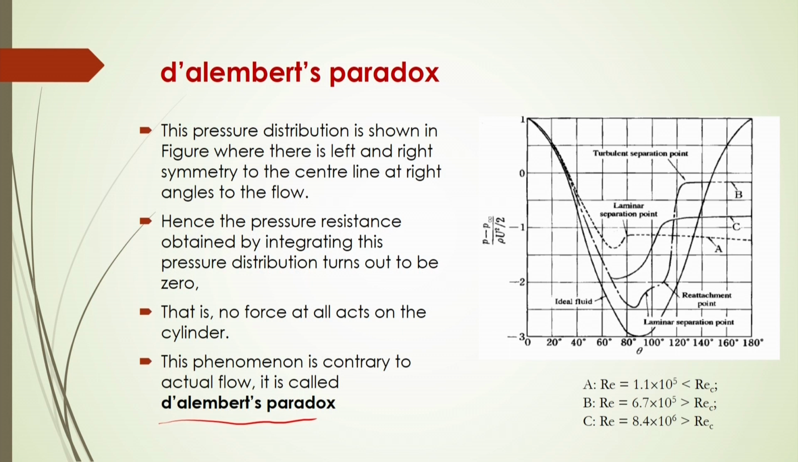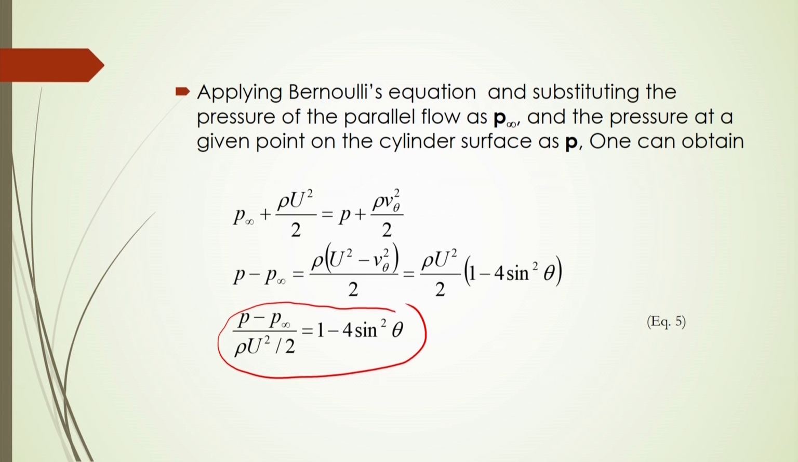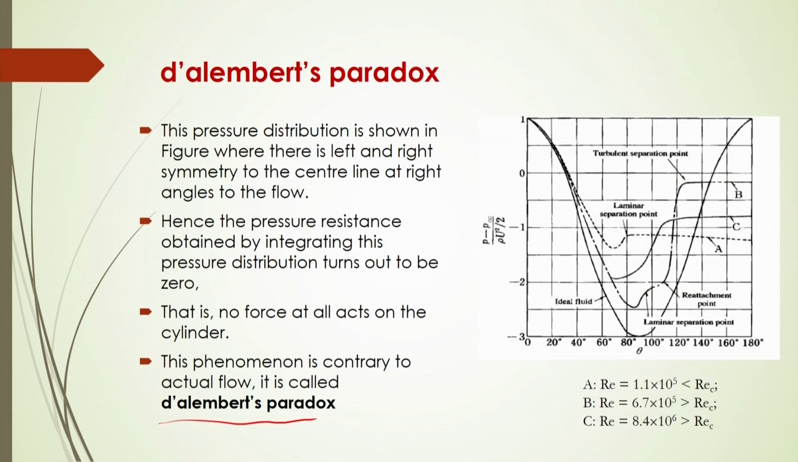So, it is very interesting to see how this pressure distribution will be. It is shown in this figure, and there will be some symmetry of this pressure about the center line at right angles to the flow, and it depends on the Reynolds number. Of course, for a given Reynolds number, the pressure distribution follows this equation number 5, and if you change theta, then accordingly it will change.